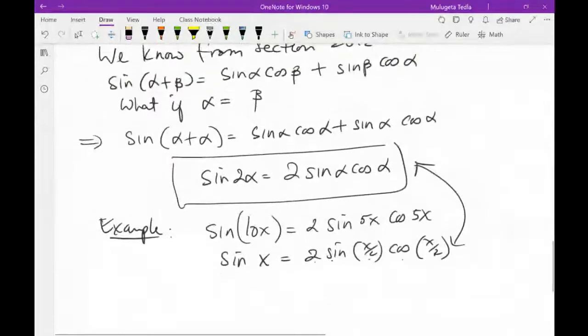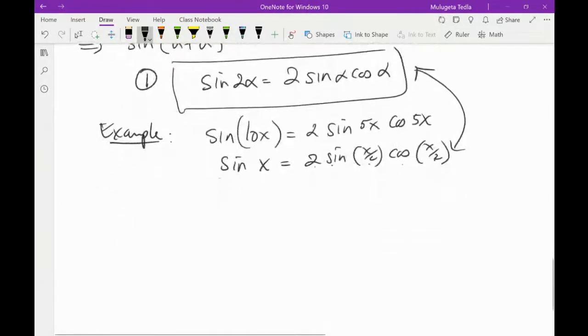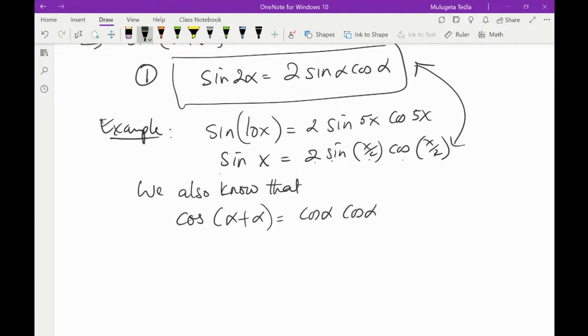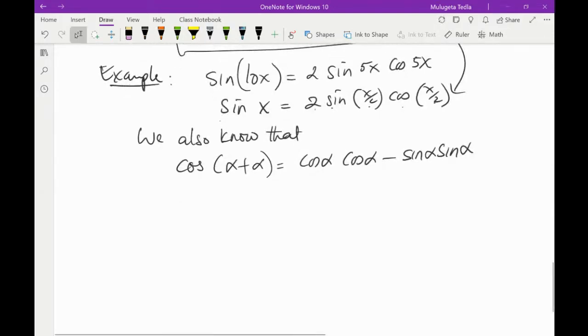All right. Now, that is one example, one formula. The second formula is, can we do the cosine? We also know from the previous section, what is the cosine formula for cosine of alpha plus alpha? Cos alpha cos alpha minus sine alpha sine alpha, right? It is cos squared alpha minus sine squared alpha.